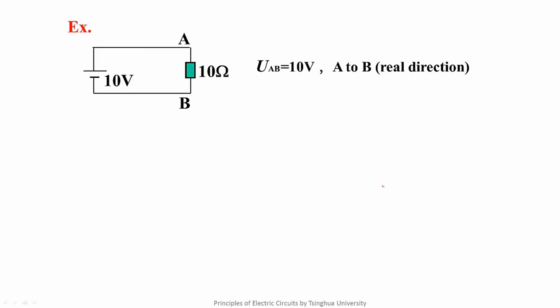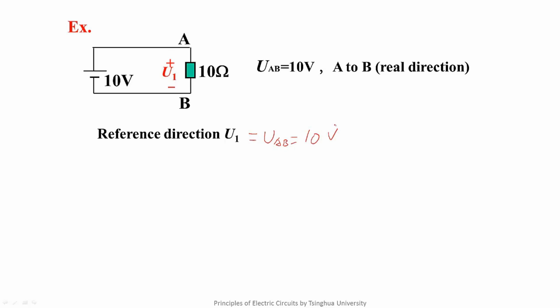Let's do another simple exercise. We know UAB is 10 volts, which means A is 10 volts greater than B. If we define the reference direction as upper point to be positive and lower point to be negative, then UA equals UAB equals 10 volts.